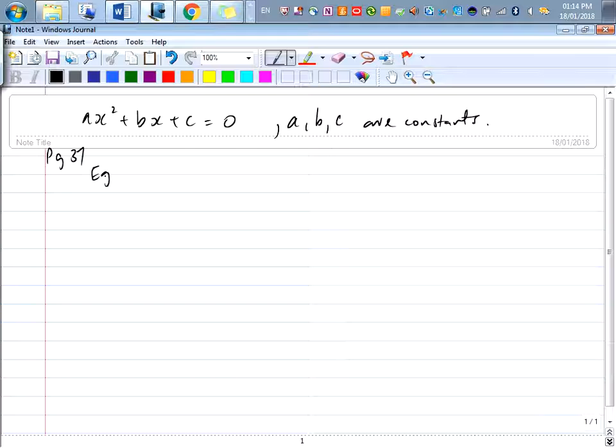Okay, example 1. Solve 3x squared plus 5x minus 2 equals 0. Is this of the form ax squared plus bx plus c equals 0? Yes, right. Where a is equal to 3, b is 5, and c is negative 2. Can we solve this equation? That means I want to find the value of x.